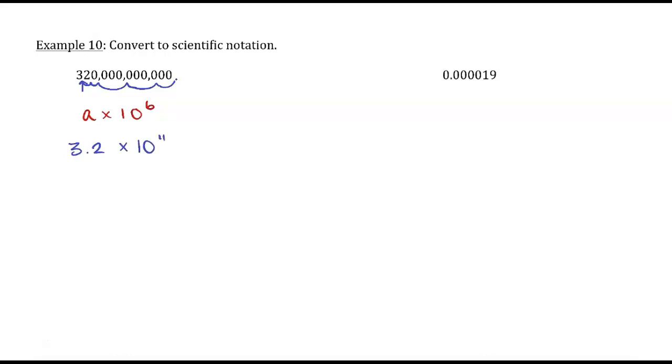Now let's look at our really small number of 0.000019. We again want to write this as a times 10 to some exponent b, and a needs to be at least 1 but smaller than 10. In order to do that, our decimal point needs to go right here between the 1 and the 9. That means our a is 1.9. That's at least 1 and smaller than 10.